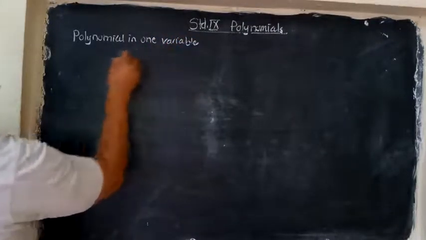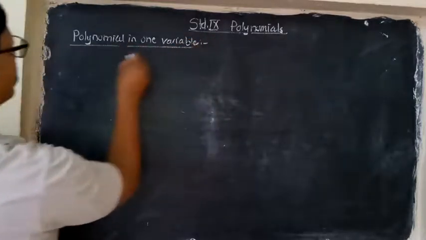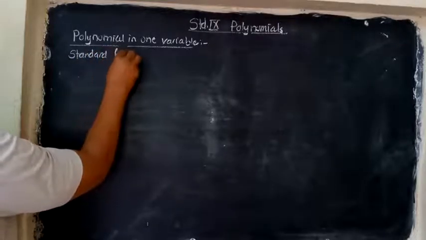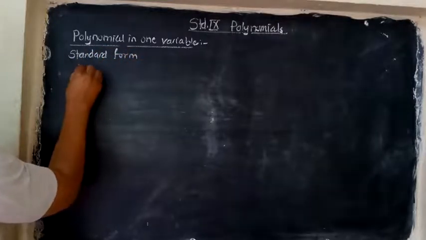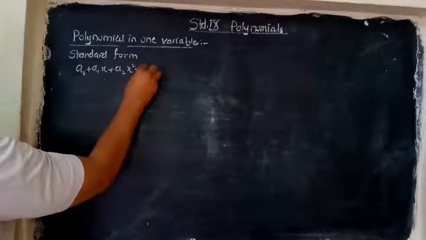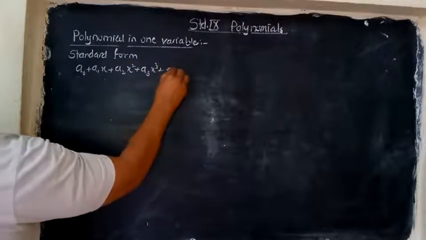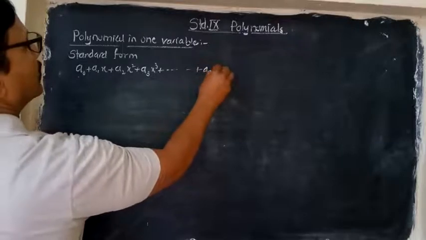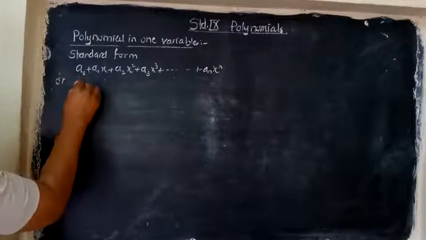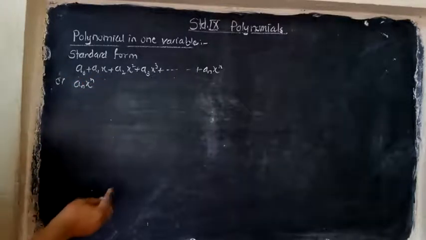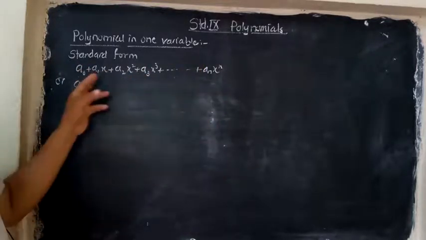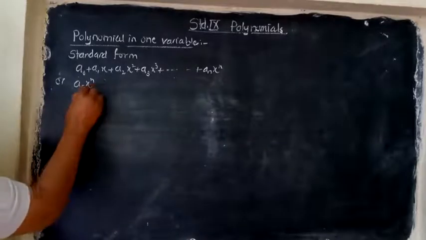What is the standard form? Standard form is a0 plus a1x plus a2x square plus a3x cube plus up to an x raised to n, or you can say an x raised to n. Generally we write such that the exponent of x is in ascending or descending order. Generally we write in descending order.